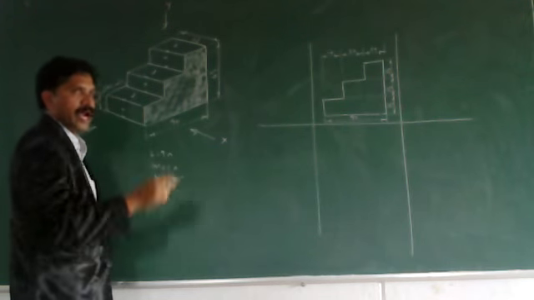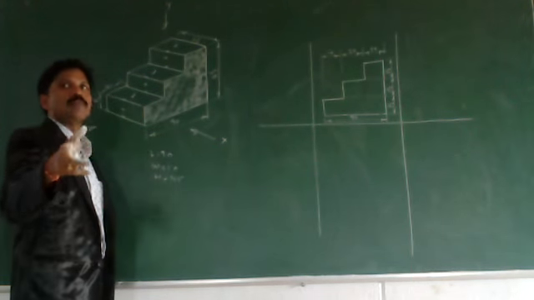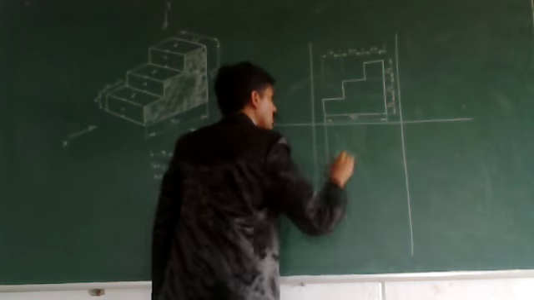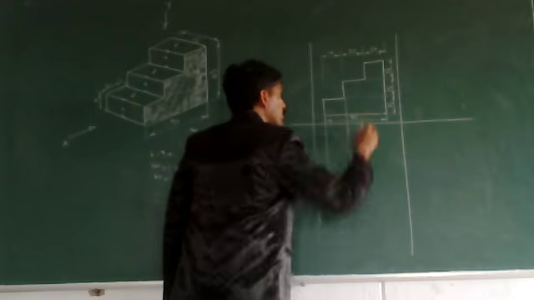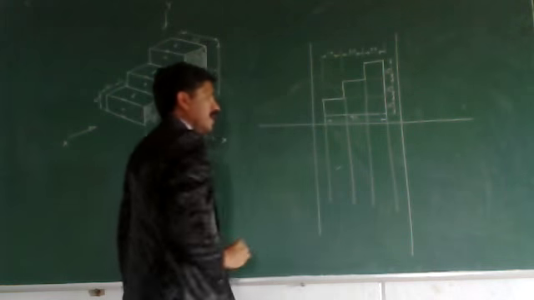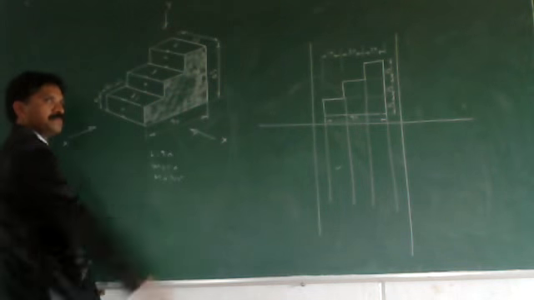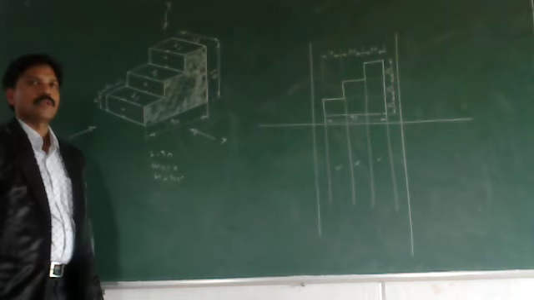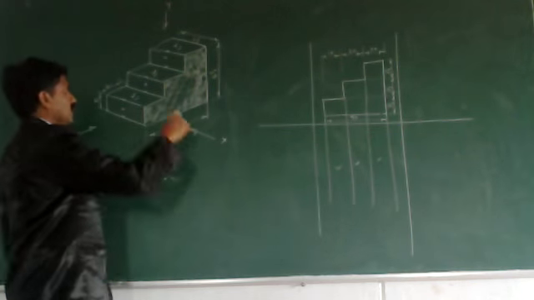So simply concentrate on the front view and project the corner lines. You will automatically get the top view. See this one. 1, 2, 3. See 3 spaces. This area is meant for this one, and this space is meant for this one. So simply maintain the width. Whatever the width is here, this is 50. See here.